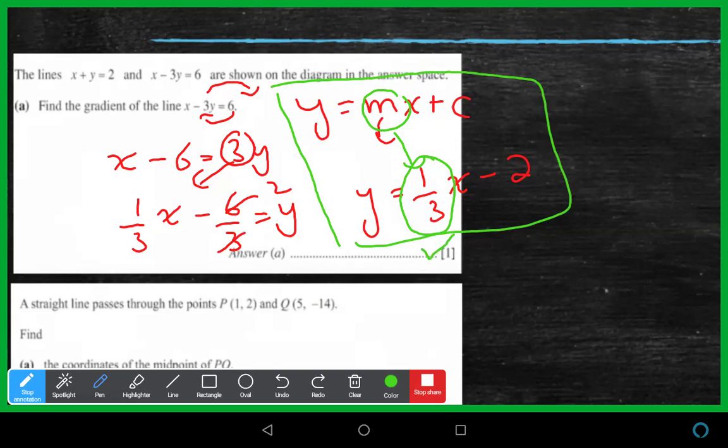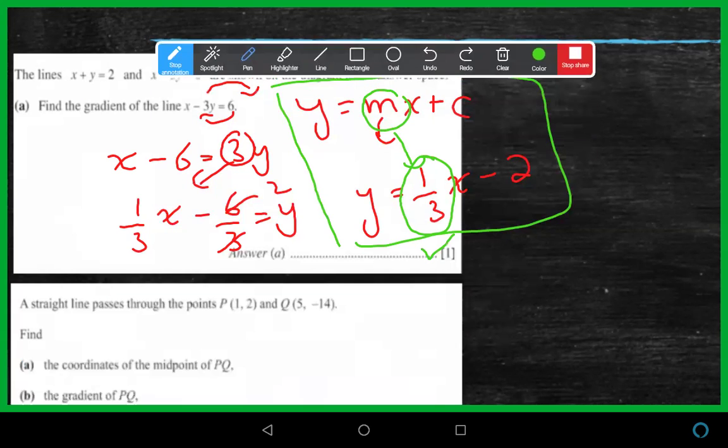As I told you, the topic coordinate geometry comes in paper 1 and paper 2 as well. And it will cover 7 to 10 marks in your paper. So it's a very important topic. You just need to remember the formula and the concept. So I hope everything is clear in part 1.